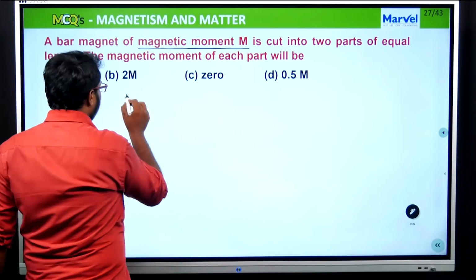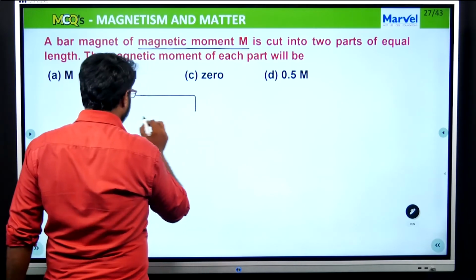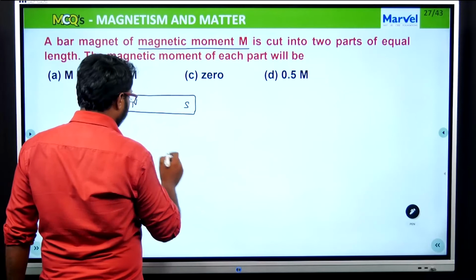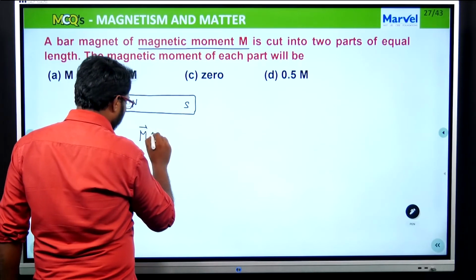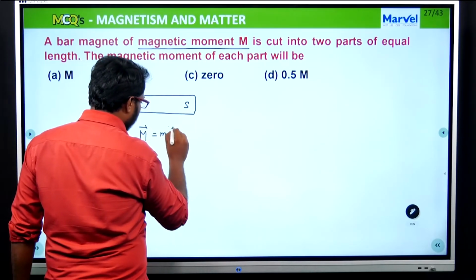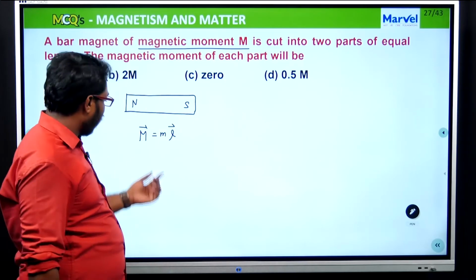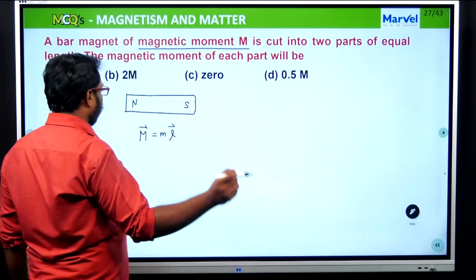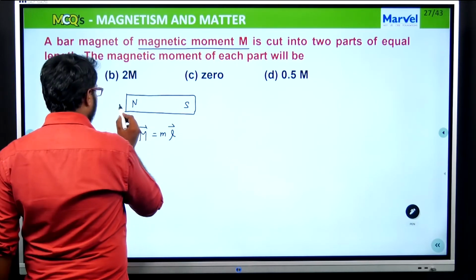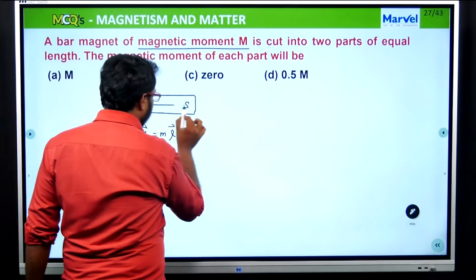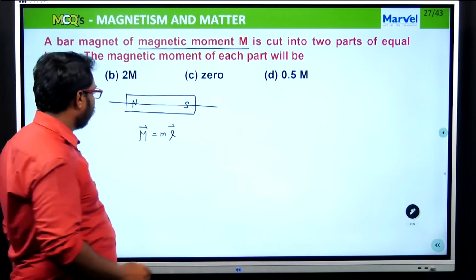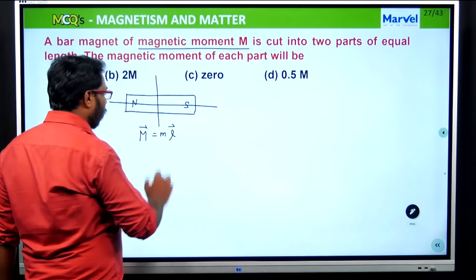In order to recall the concept, let's see. Consider this to be a bar magnet with north and south pole, where the magnetic moment of a bar magnet is given as m times L bar, as I have already said, where m stands for the pole strength and L stands for the effective length. There are two ways in which you can cut a bar magnet. One is by cutting it like this about its own axis. Otherwise, you can cut it perpendicularly like this.